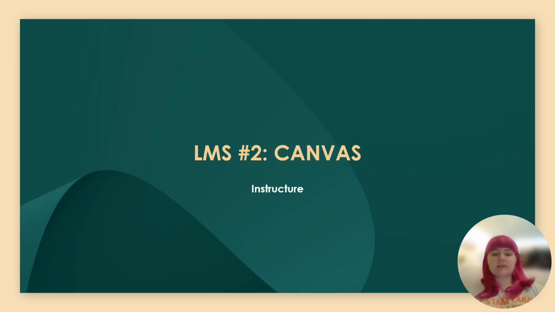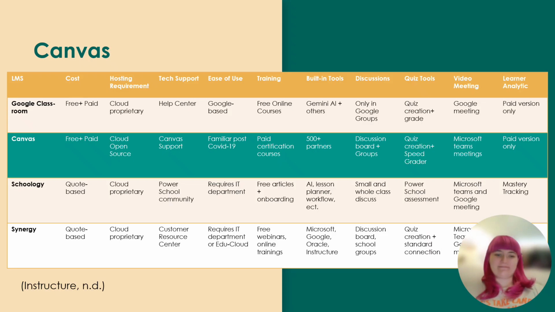The second learning management system is Canvas through Instructure. Looking at the Canvas section that is highlighted in the teal color, we can see that Canvas also has a free version as well as a paid version. This is also cloud-based, but it's open source, so anyone can access it as long as they are able to apply the information to their systems or backgrounds. Tech support available is Canvas support.